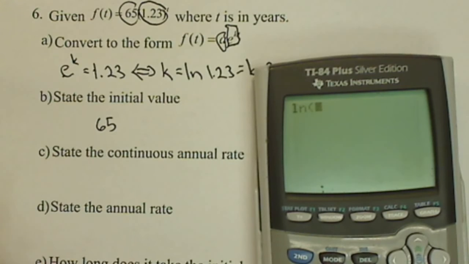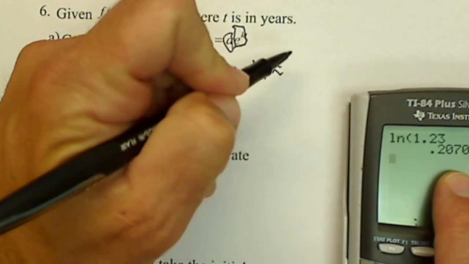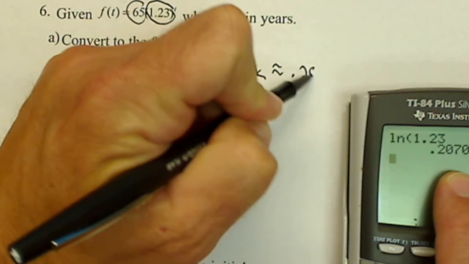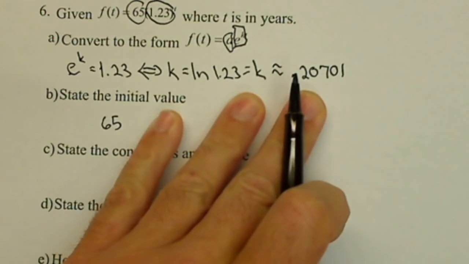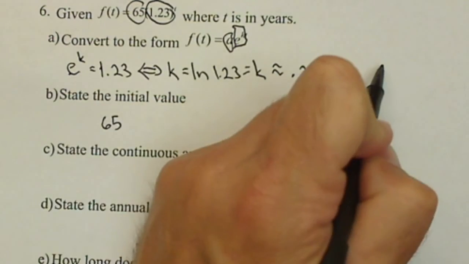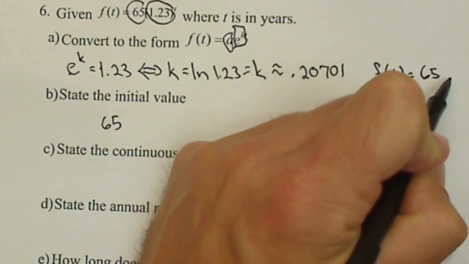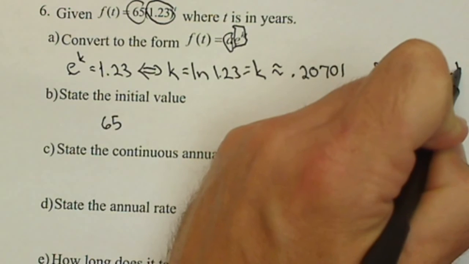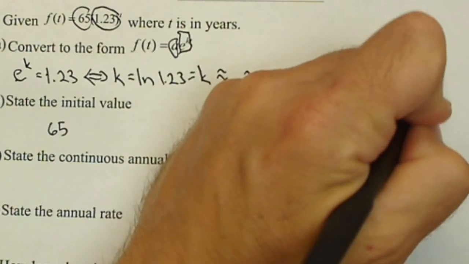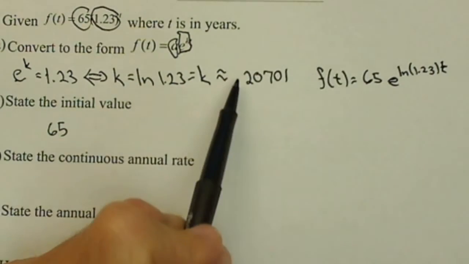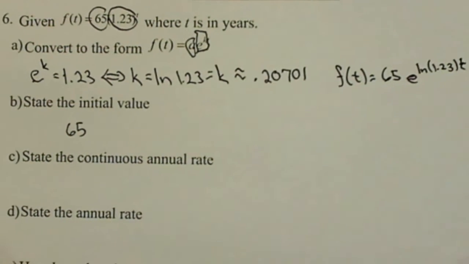So we can calculate ln of 1.23. And we see, let's go to 4 decimal places, it's 0.2070. I'm going to throw the 1 on there. So, converting the form, we get that f of t could also be written as 65 e to the ln of 1.23 t. Or, if you put in 0.20701, that would be okay too.